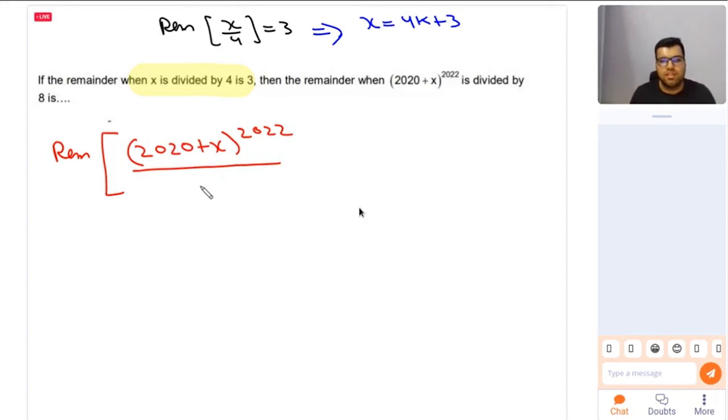Interesting question. Okay, now see, I will do the usual steps. So I will do the usual steps. So first step will be what? Replacing this 2022 with its remainder with 8. So I will write it like this. This is equal to remainder of, replace 2022 with its remainder with 8.